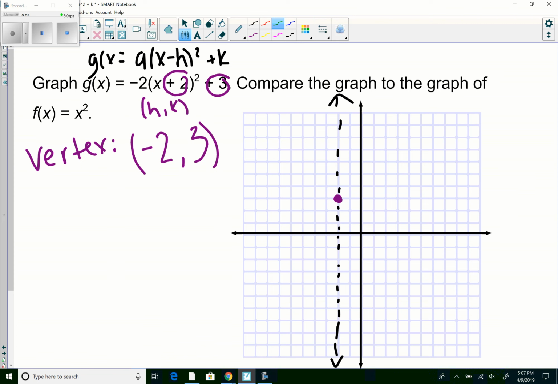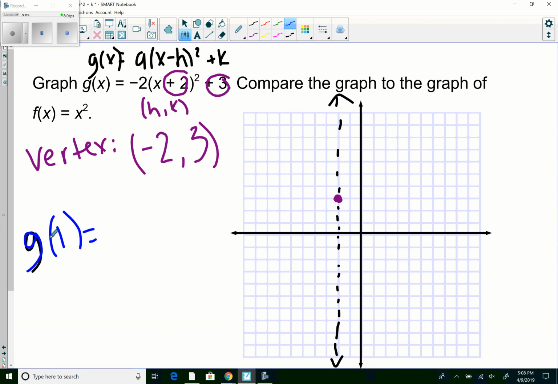This is one of the downfalls of this form. It's not super easy for us to find the y-intercept. So here's another way that we can easily and quickly figure out the other point. Pick a point that's right next to your vertex. Pick 1.